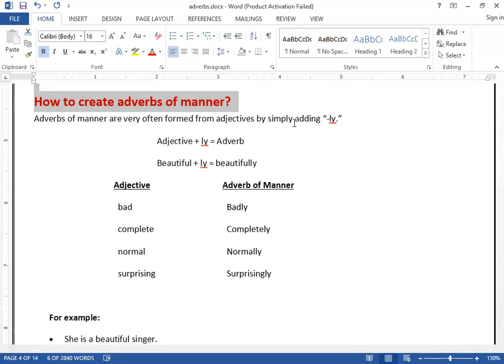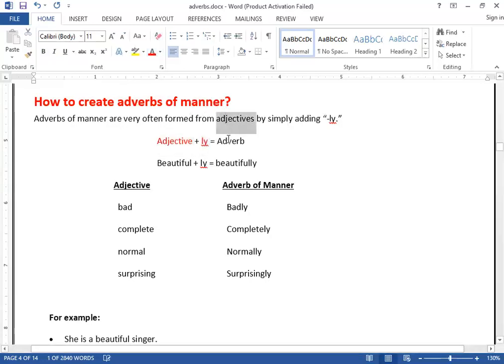Adverbs of manner are derived from what? They are derived from adjectives. We make adverbs of manner from adjectives, and most often we make them by putting ly at the end. Not always. How do we make them? Look, this is an adjective. Can you see? Adjective plus ly makes what? An adverb of manner.